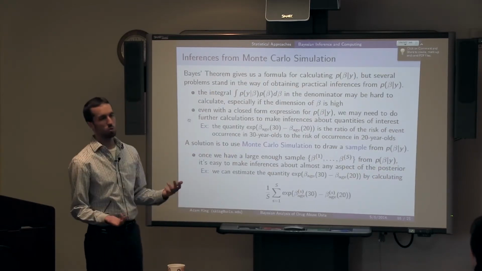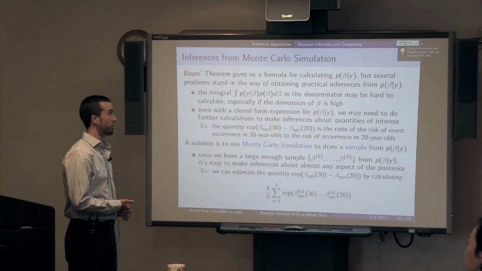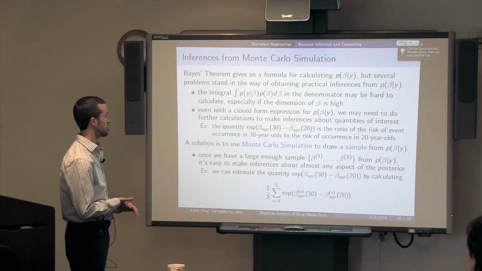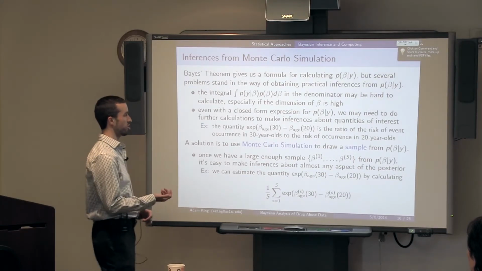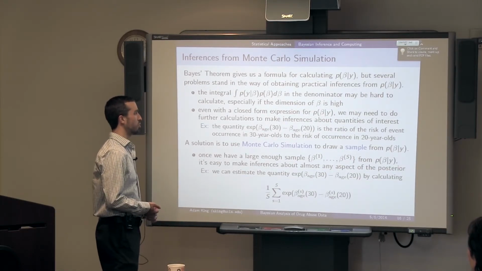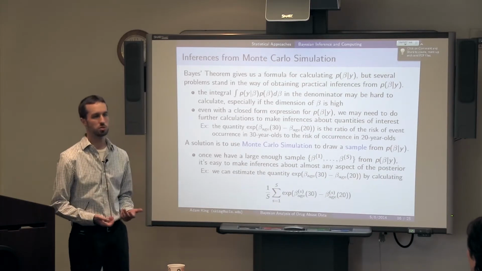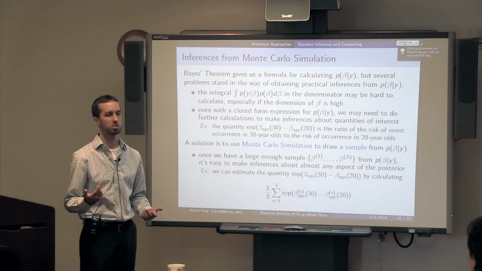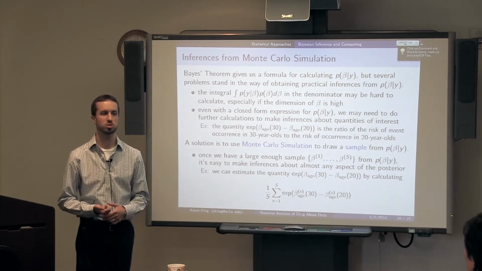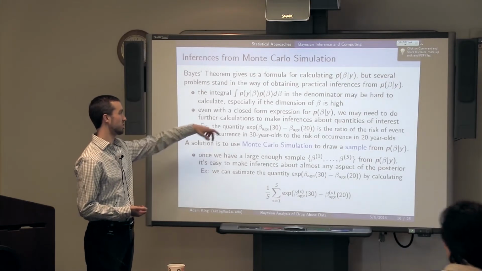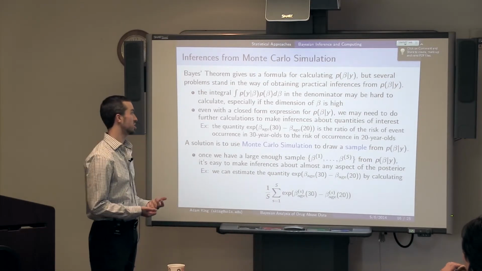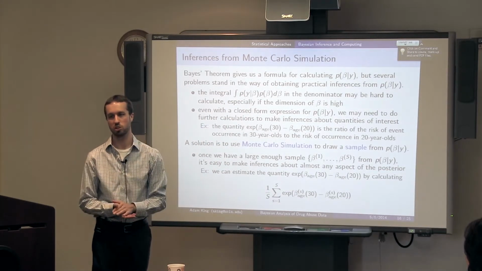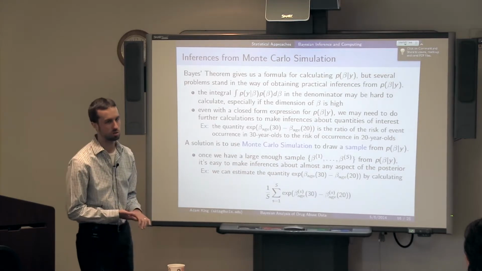Okay, so Bayes' theorem gives us a way of calculating the posterior distribution, but there are a few problems that stand in the way of actually getting practical, useful information out of this posterior distribution. The first is that this integral in the denominator might be hard to calculate. Beta is in general a vector of parameters, so it's multiple parameters. If you remember from calculus, doing a double integral was annoying and a triple integral was really annoying. If you have, say, random effects in your model and you're doing Bayesian statistics, then beta might be a vector of length 1,000 or something like that. So you don't want to have to do a 1,000 dimensional integral even on a computer.